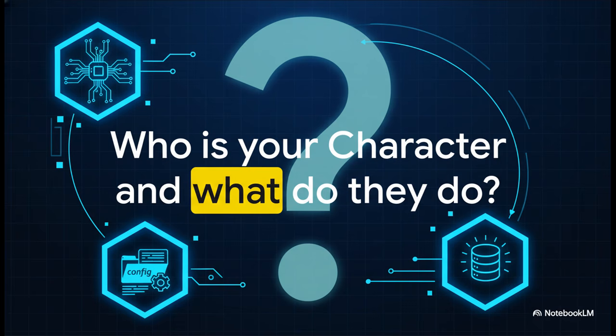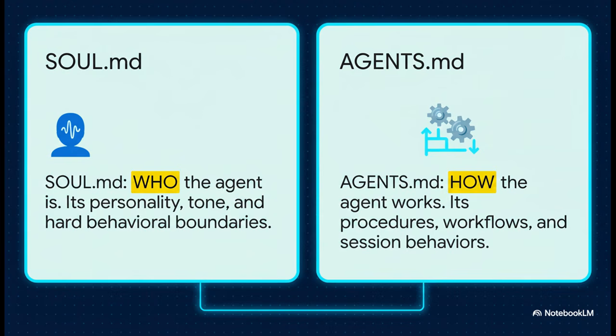And the way we answer that is by setting up three core files in the agent's own dedicated workspace. Each one serves a very specific purpose in defining its identity. Now check this out, because this is a really key design choice, separating identity from procedure. The soul.md file defines who the agent is, its personality, its tone, its boundaries. It's literally like a character sheet from a role-playing game.